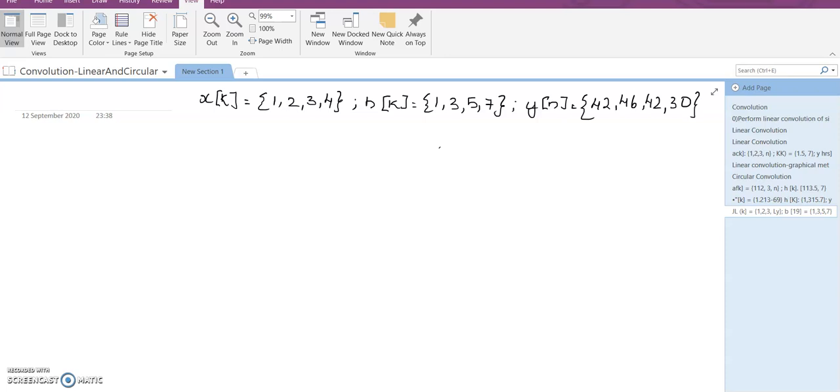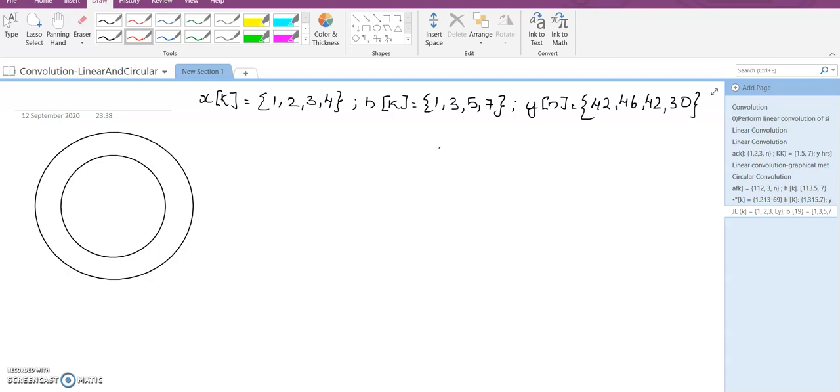So now in this particular video we'll be covering circular convolution using the graphical method, and we are dealing with the same problem, that is x of k is 1 2 3 4 and h of k is 1 3 5 7, and your y of n resultant should be 42 46 42 and 30, which is the result of the circular convolution.